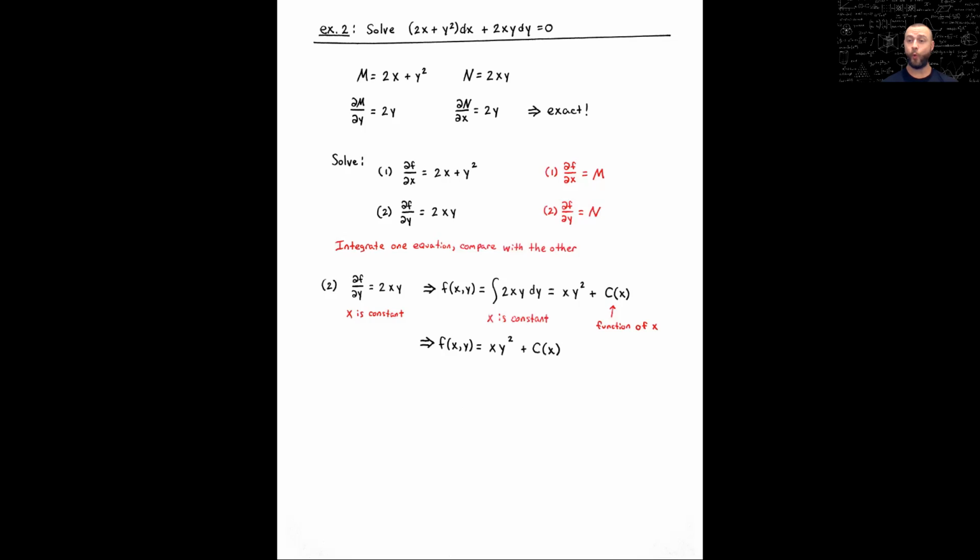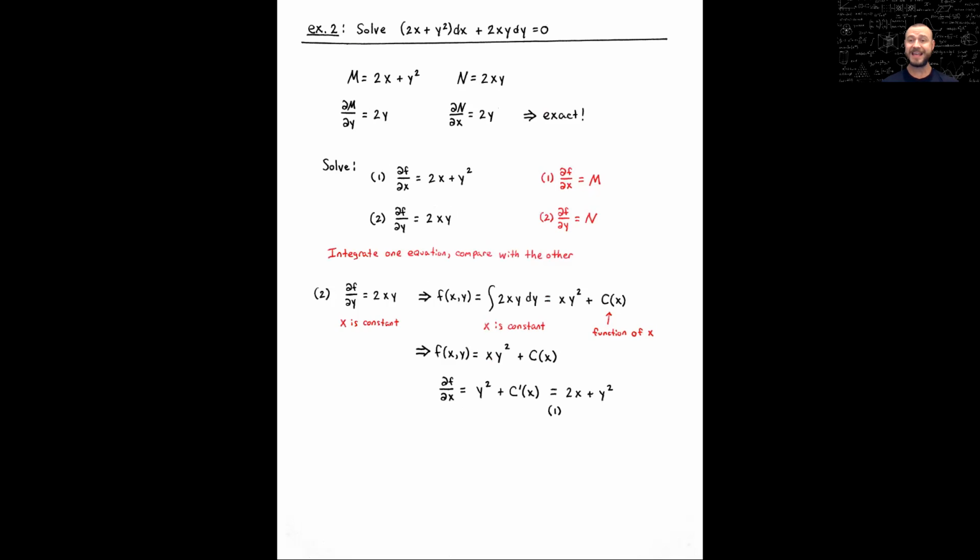Now, what does equation 1 involve? It involves an x partial derivative of f. So let's take the f of x comma y that we just calculated right there on the screen, and let's differentiate that with respect to x. This is the second step, the comparing with the other equation. We integrated the second equation. We're going to compare that result with the first equation, an x partial derivative.